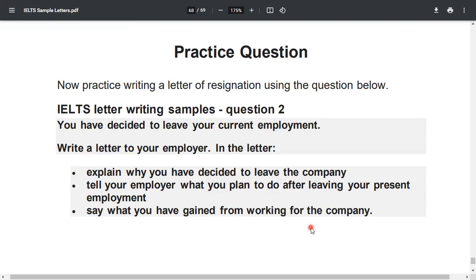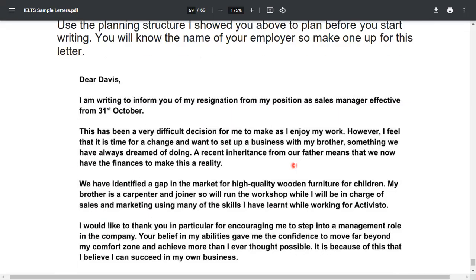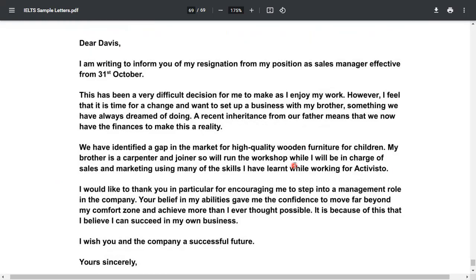And I think if you have the question, you can actually try to follow or try to use the wordings in this specific letter, okay? So we are going to read this together. So dear Davis, I am writing to inform you of my resignation from my position as sales manager effective from 31st October. So we have the purpose sentence in here, okay? And you can follow the structure. I'm writing to inform you of my resignation from my position as blah, blah, blah. So I just made up a position, effective from 31st October. How beautiful and how straightforward and how accurate is the purpose sentence. And that's what you have to do, okay?